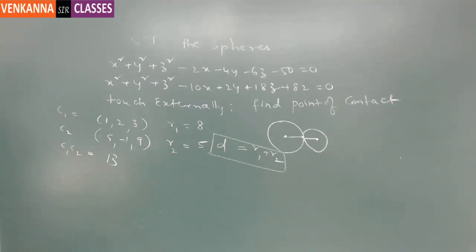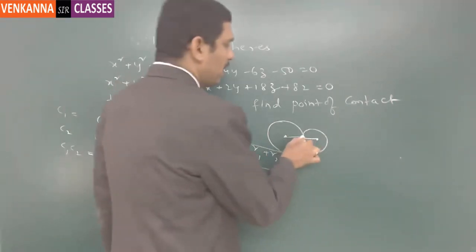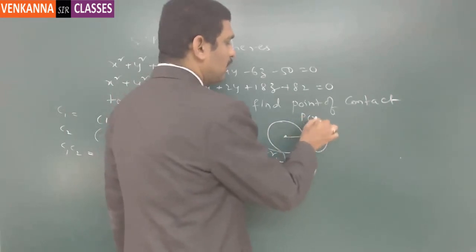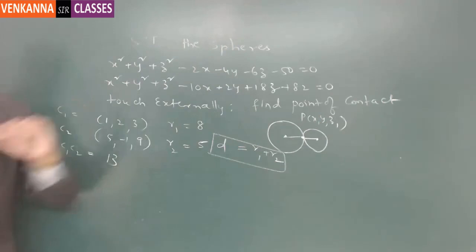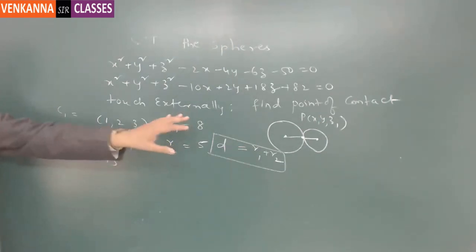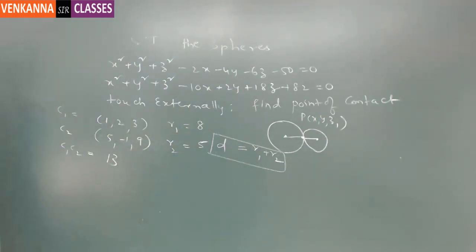Right. Since this condition is satisfied, they touch externally, we need to calculate the point of contact. So if you say the point P of x1, y1, z1 is the point of contact, then how can we calculate that? Is there any known formula there to calculate the point of contact earlier?